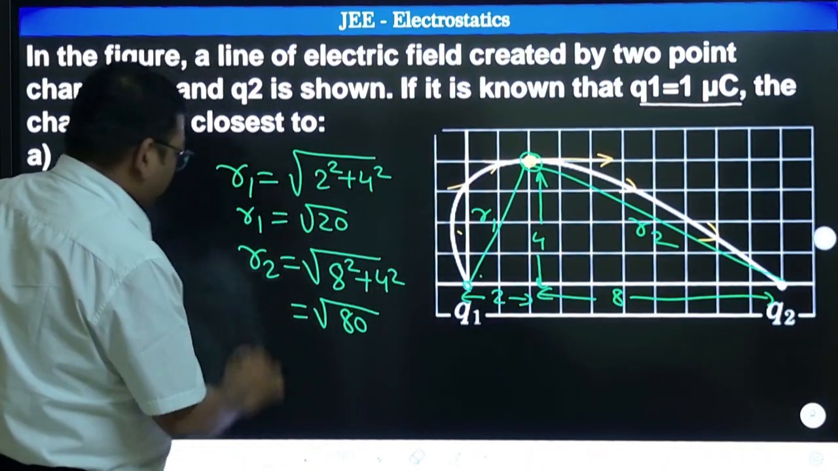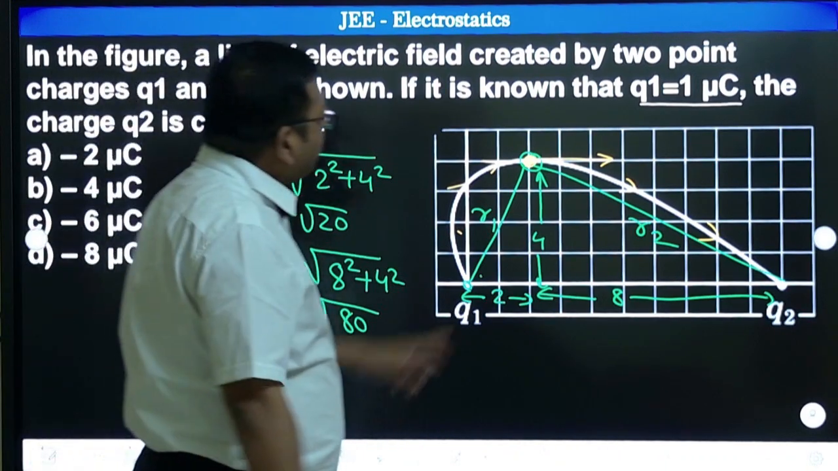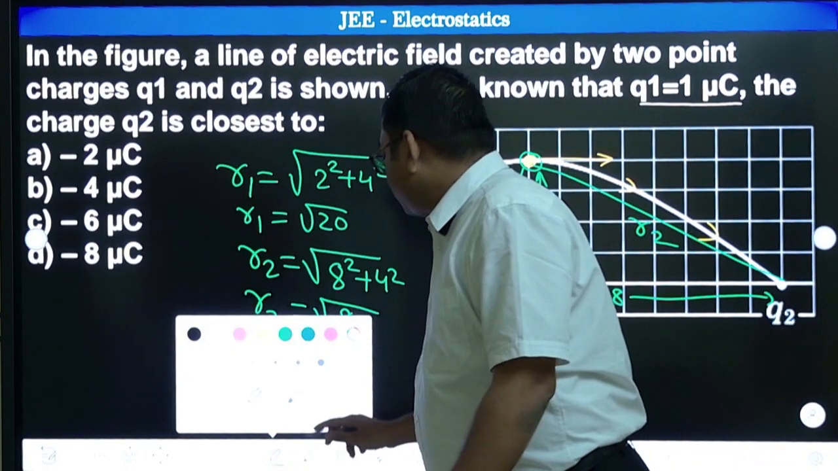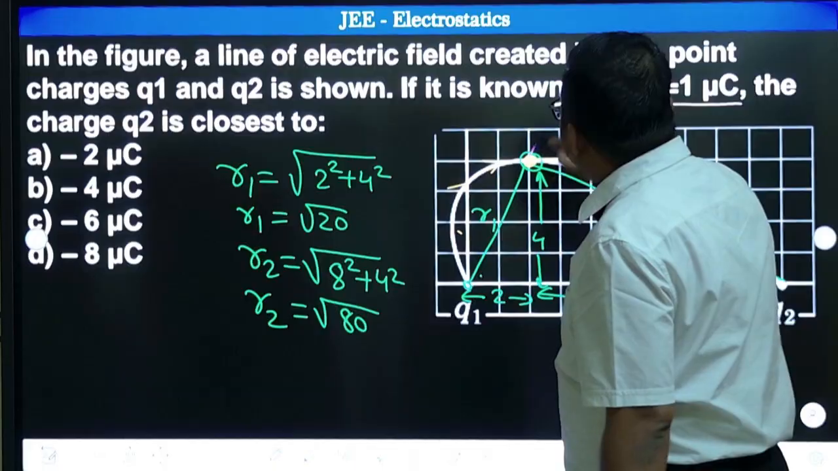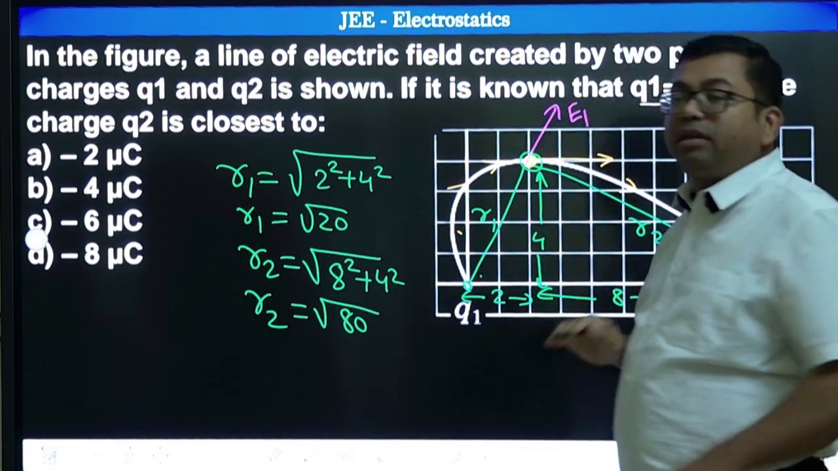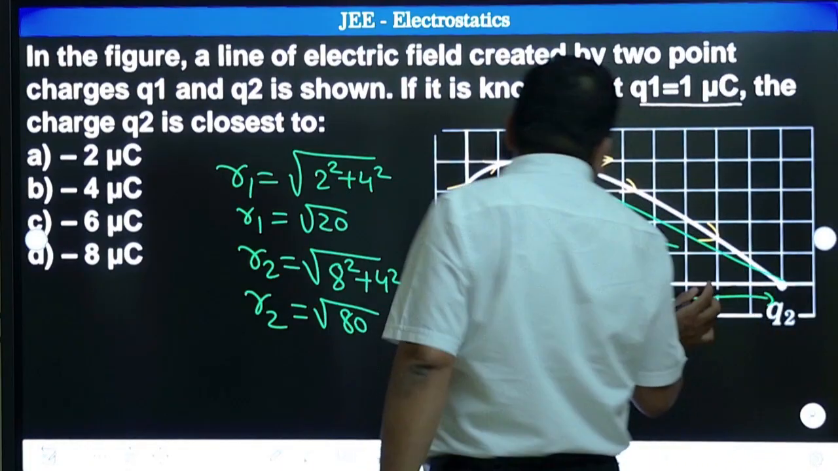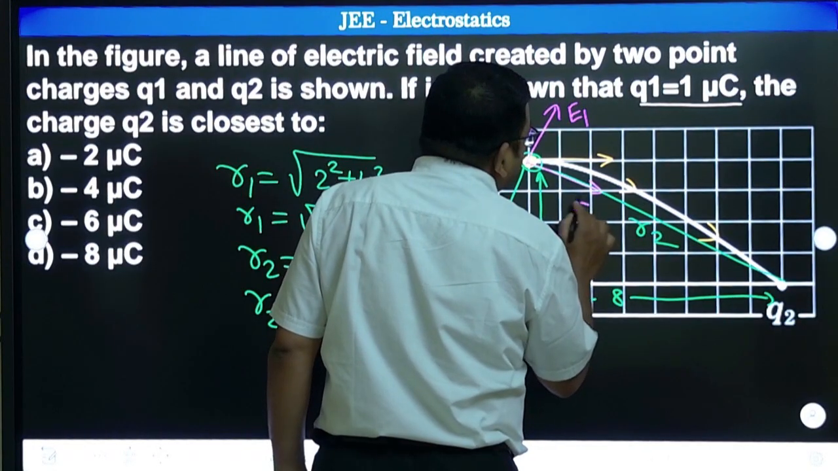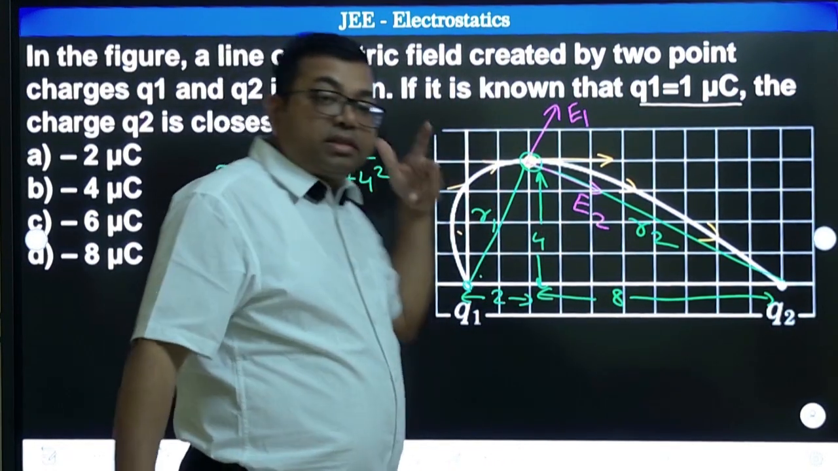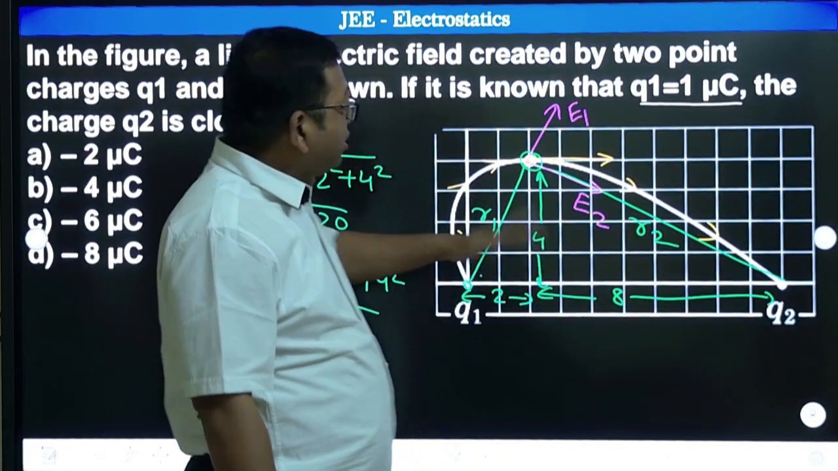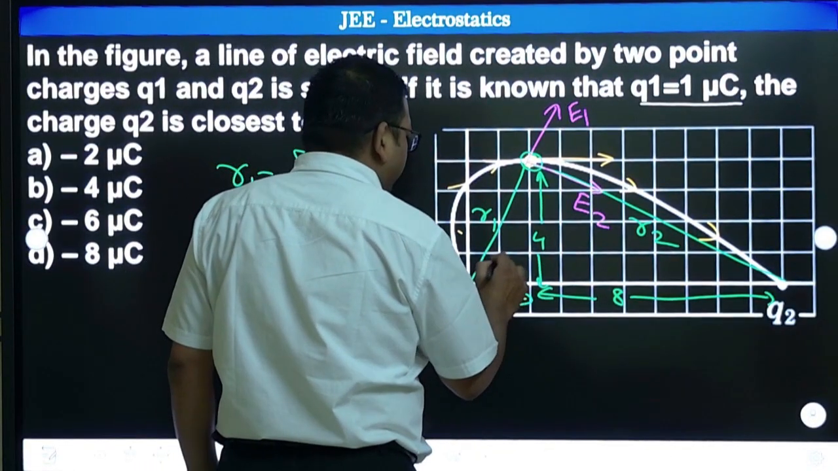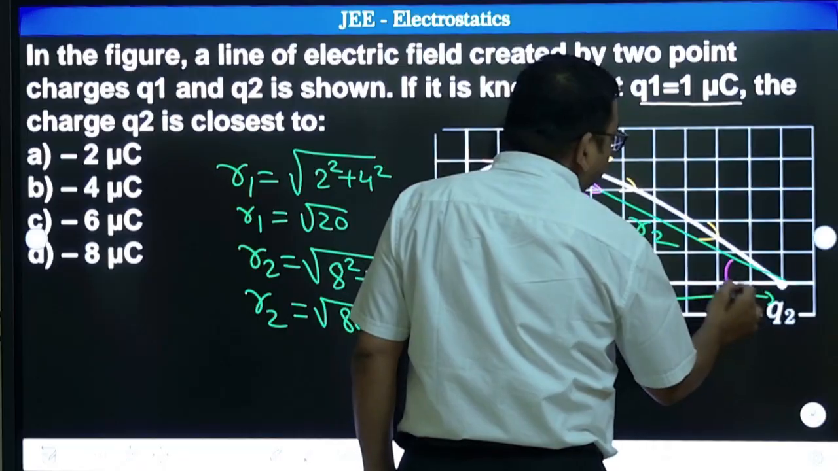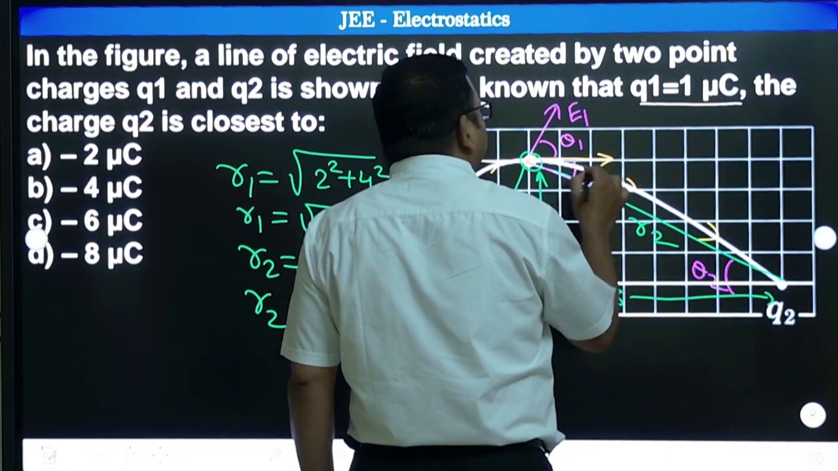Now we have got the distances. Let us try to write the field here. If this is positive, the field will be going this way. Let us write this as E1, and due to this negative charge, the field must be going this way. This is E2, but the resultant has to be horizontal only. So let us now resolve. Let us say this angle is theta 1, and this angle is theta 2.